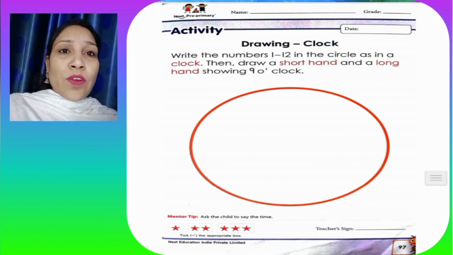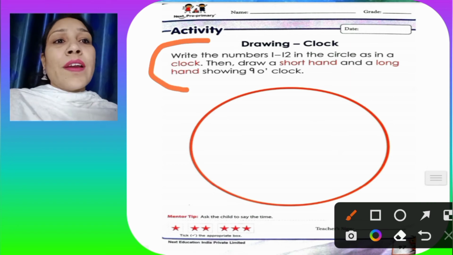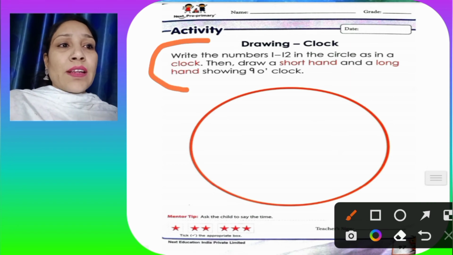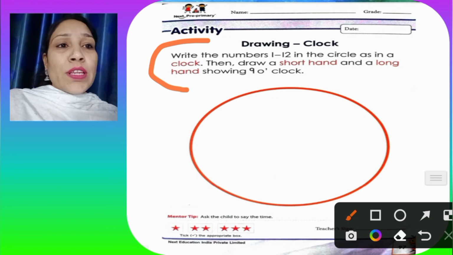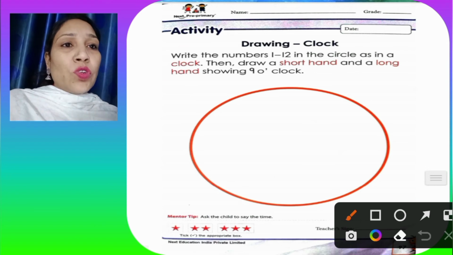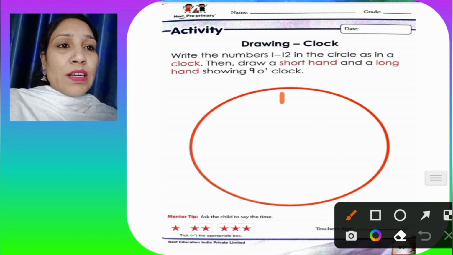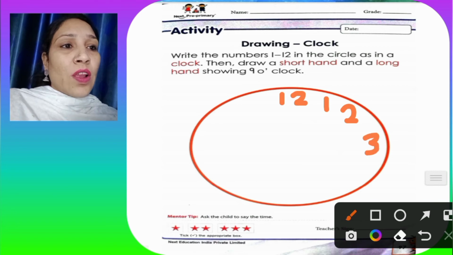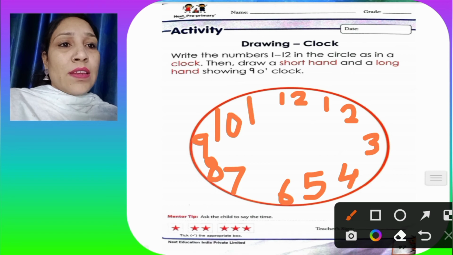Students, now we will do the activity of page number 97. Now read the heading. Write the numbers 1 to 12 in the circle as in a clock. Then draw a short hand and a long hand showing 9 o'clock. Now you have to write the numbers from 1 to 12. Okay. We will write here 12. 1, 2, 3, 4, 5, 6, 7, 8, 9, 10, 11.